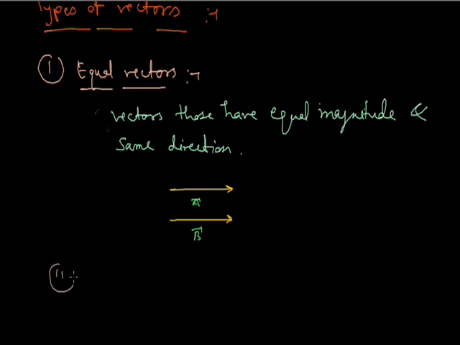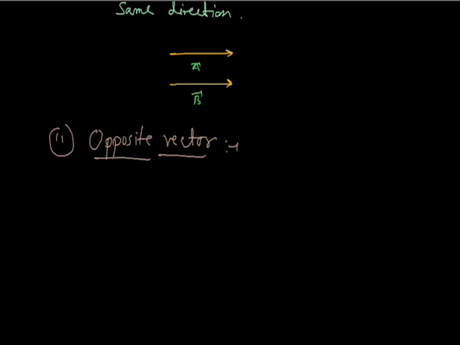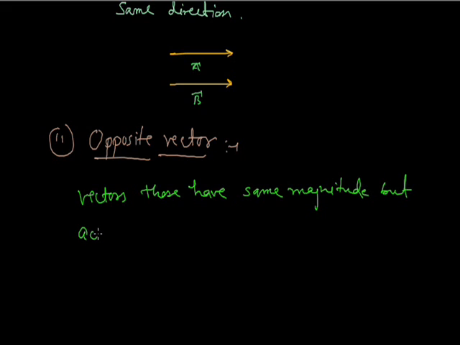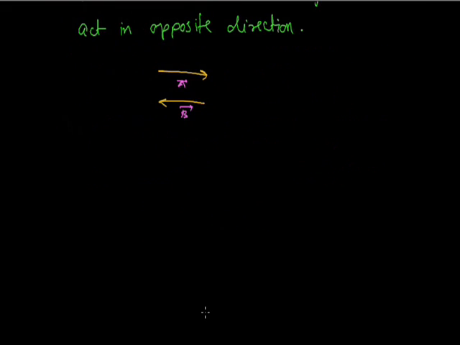Second, opposite vectors. Vectors that have the same magnitude but act in opposite directions are called opposite vectors. Like this is the a vector, this is the b vector. Both represent opposite vectors.